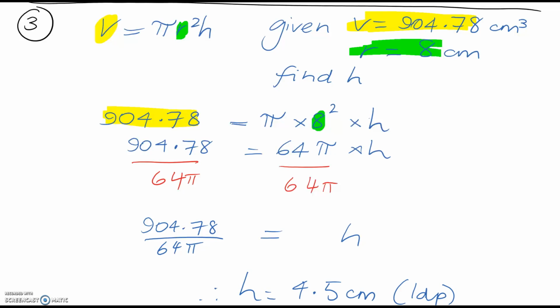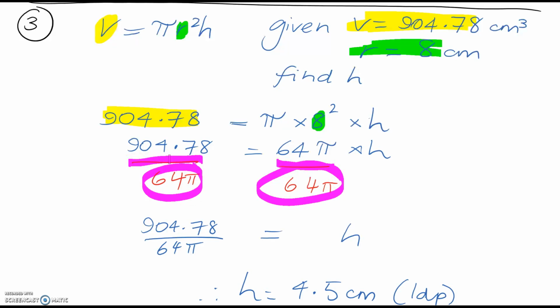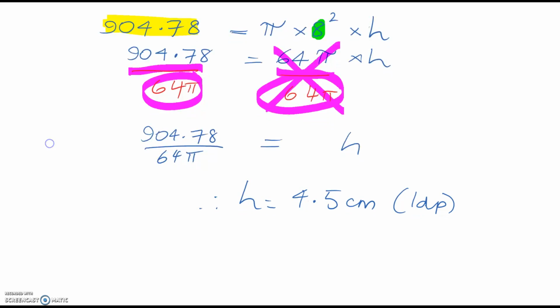Now what do I need to do to both sides? Well, wouldn't it be good if I got rid of this 64 pi, which is being times, so the opposite of that is divide. So that's what we've done there. If I divide it off this side, I have to divide it off the other. Great. Why is that good? Because look, they're gone now, and I'm just left with h. So plug that into your calculator and you get your value.